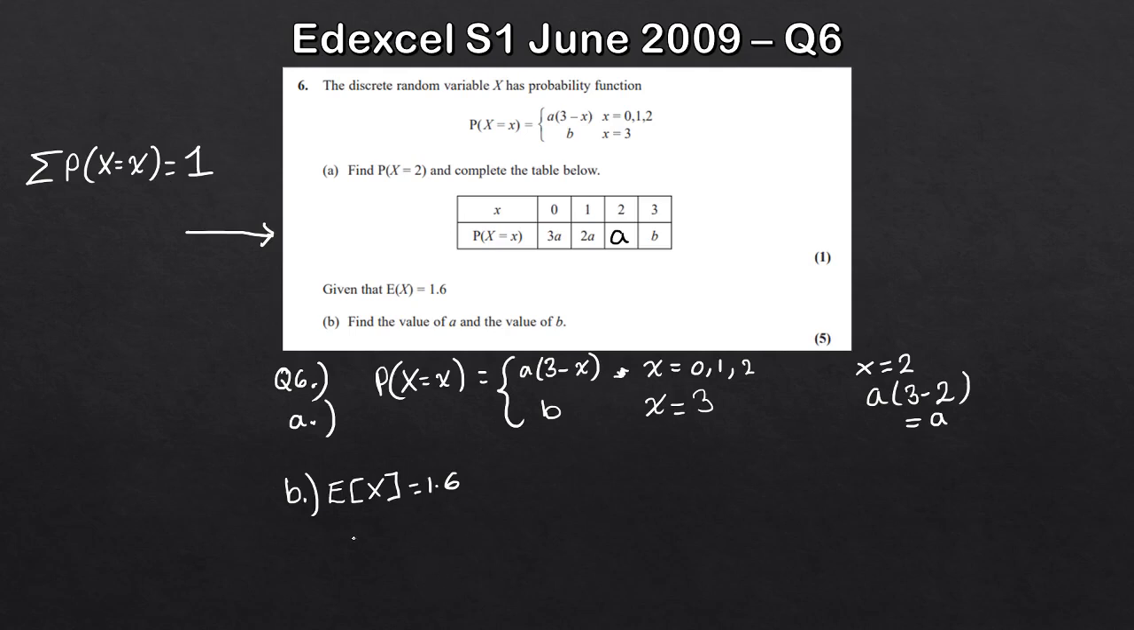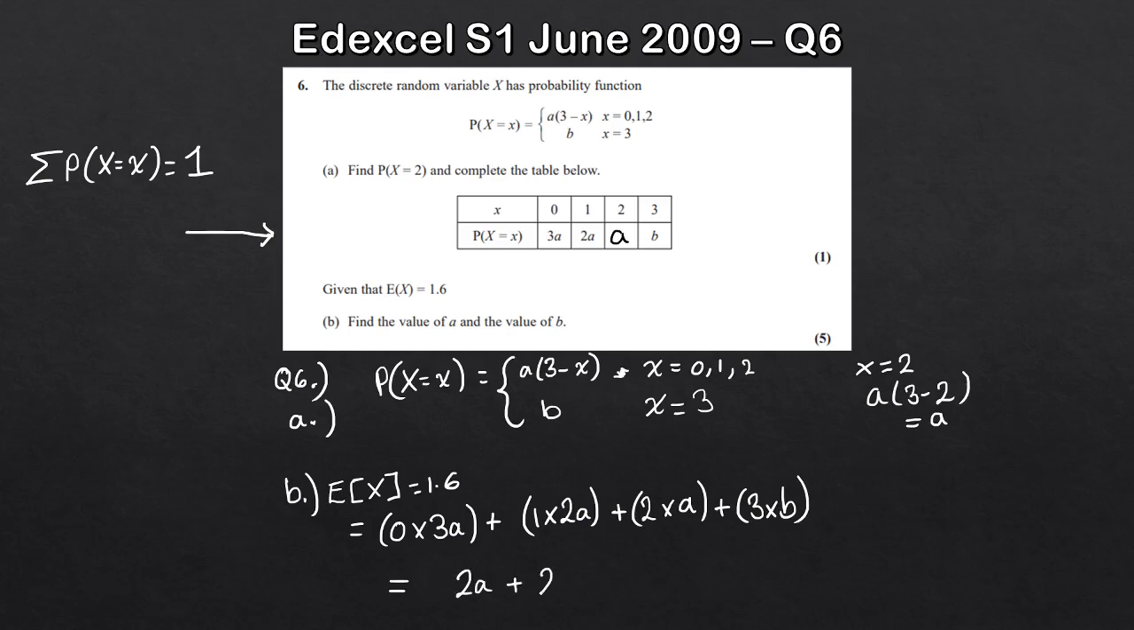So the expectation of x would simply be x times the respective probability. The first one is 0 times 3a, which will obviously be 0, but we'll write it down for clarity. Then we add 1 times 2a, which is 2a. Then we've got 2 times a, and finally 3 times b. So let's work out each one individually: that's 0, this is 2a, that's 2a, and finally that's 3b.